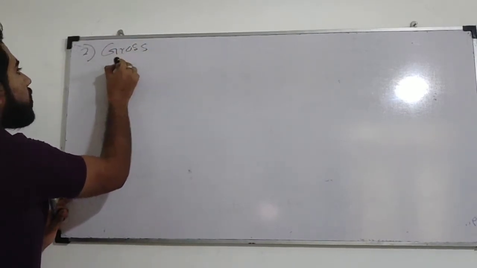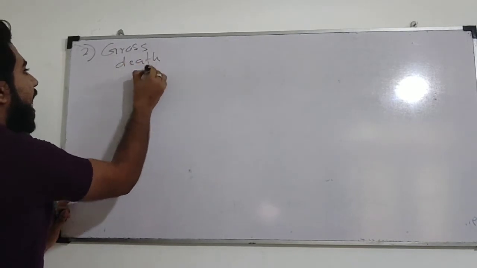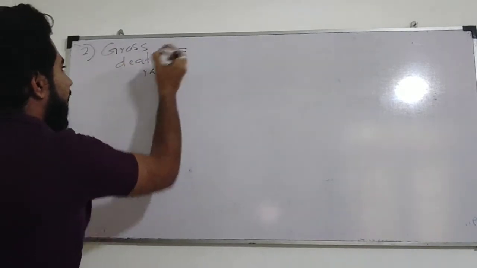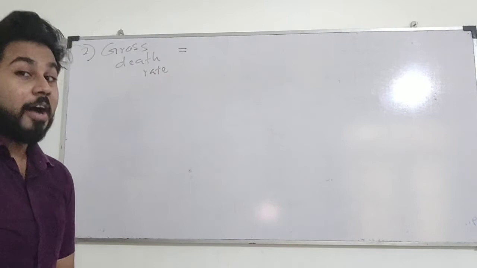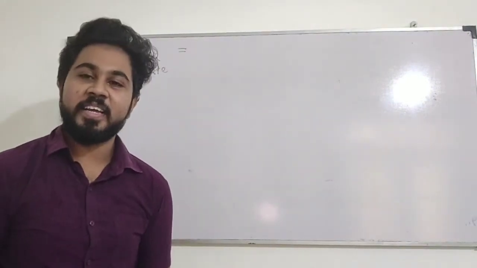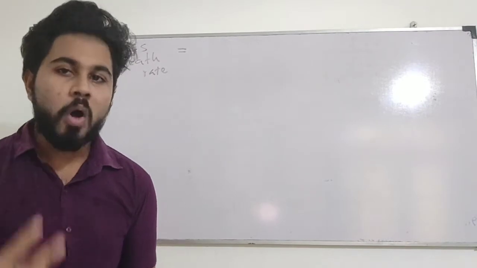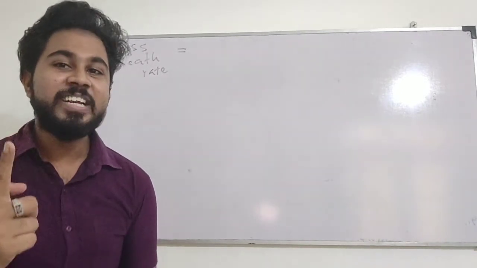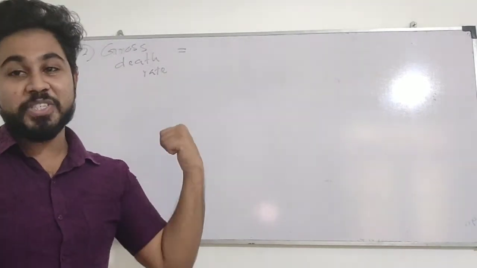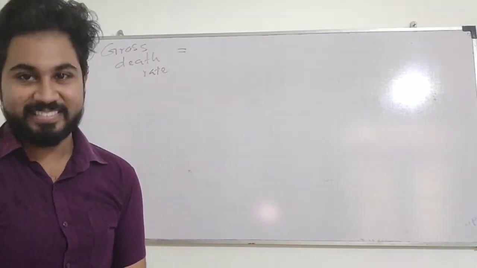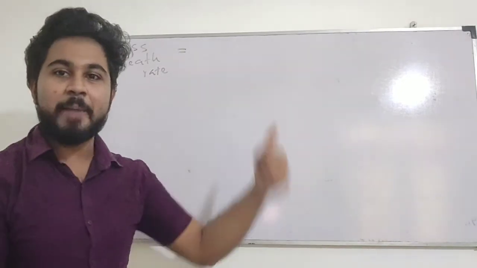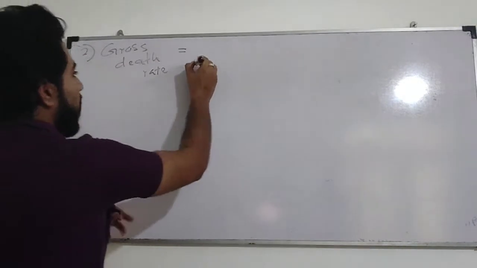gross death rate. Okay, how to calculate the gross death rate? Use the same rhythm that you followed when constructing the equation of the previous one, the gross birth rate. Use the same rhythm and apply it here. Right. So what is the equation?